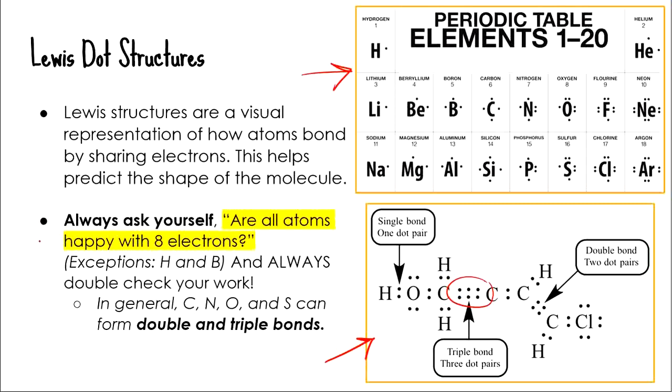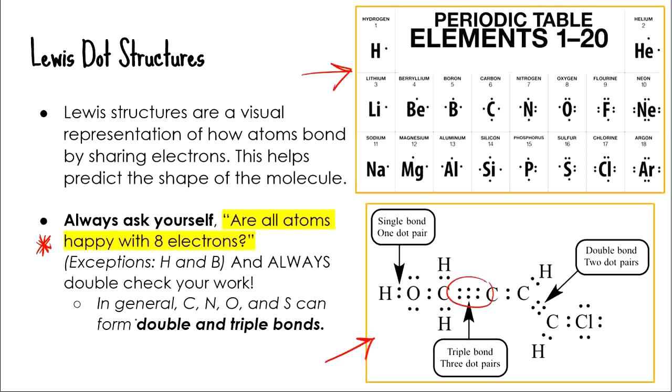In general, you want to always ask yourself, and this is how you check your work, are all atoms happy with 8 valence electrons? Remember that all atoms want 8, except for the really small ones, they're good with 2. So the exceptions here are hydrogen and boron. Hydrogen wants a maximum of 2 electrons, and boron wants a maximum of 6 electrons, not 8.